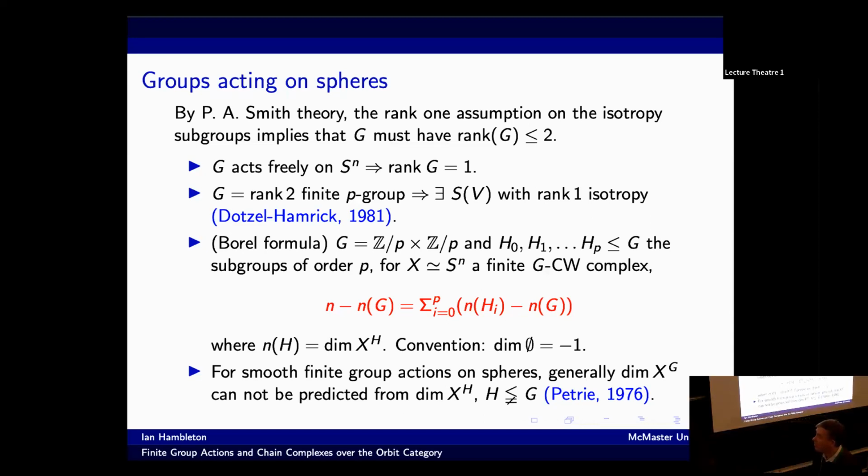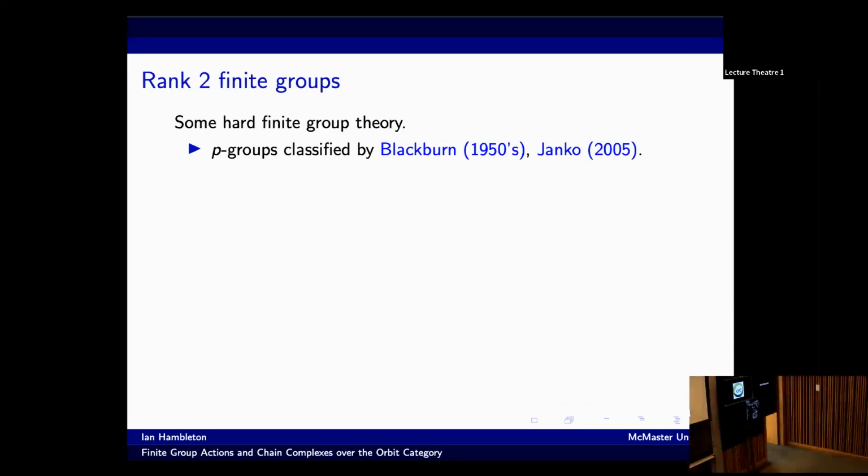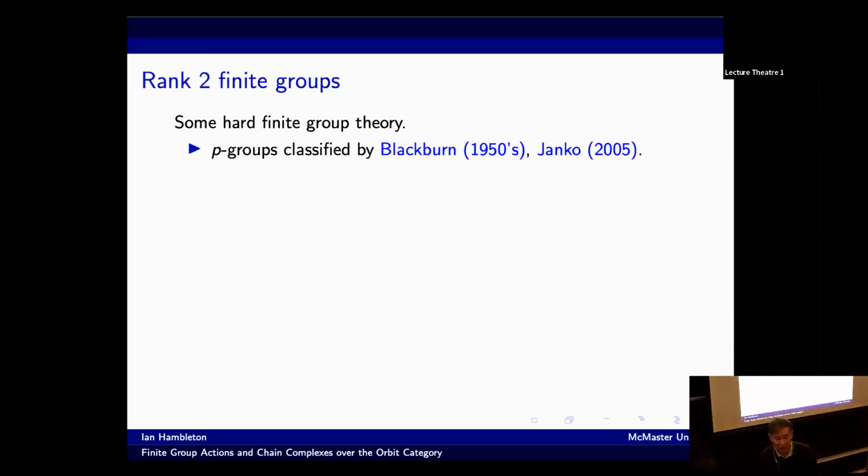Okay, so those are background facts on this. And then about rank 2 finite groups themselves, this is a difficult subject, actually. This is really substantial work in the 1950s, and the most recent one, for the 2-groups, was done by Danko in 2005, so really quite recently. However, there's a complete classification of these things. Well, more or less complete.